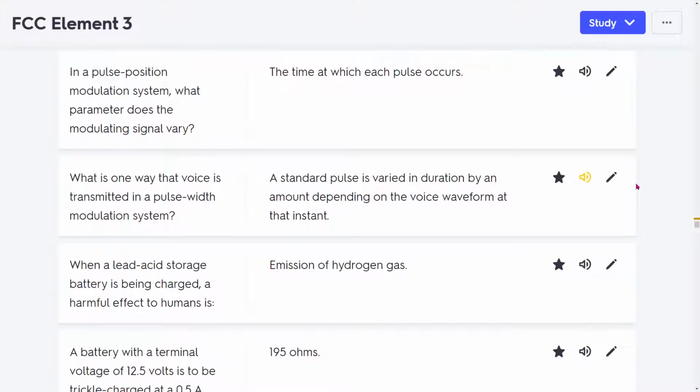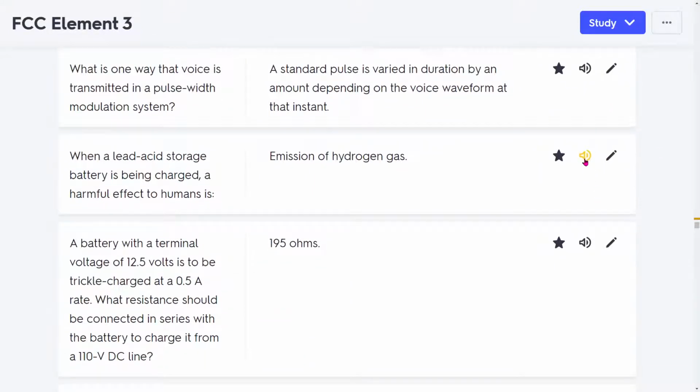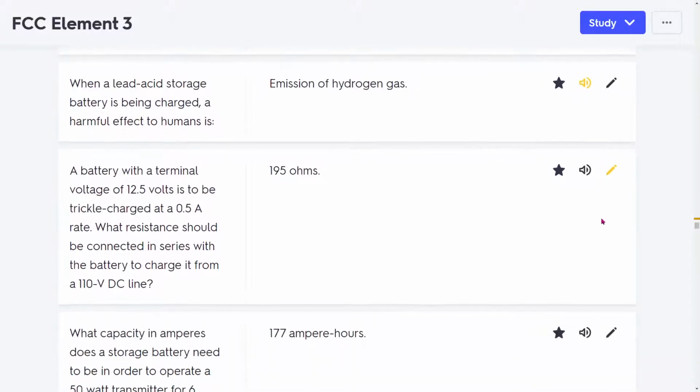What is one way that voice is transmitted in a pulse width modulation system? A standard pulse is varied in duration by an amount depending on the voice waveform at that instant. When a lead-acid storage battery is being charged, a harmful effect to humans is emission of hydrogen gas.